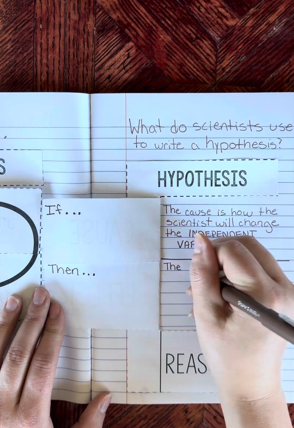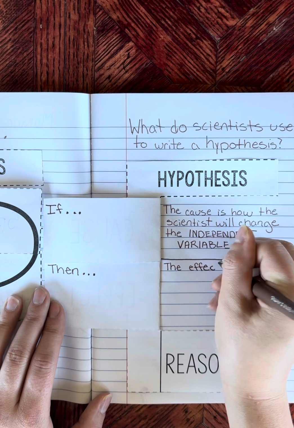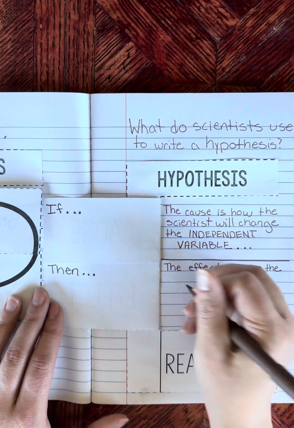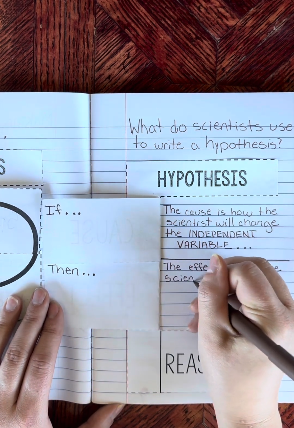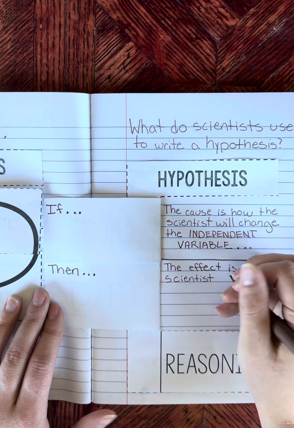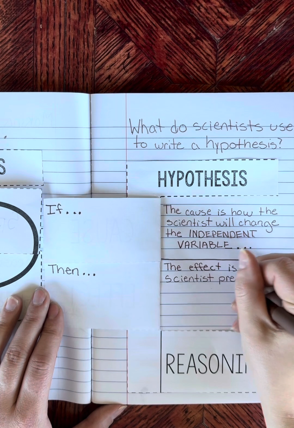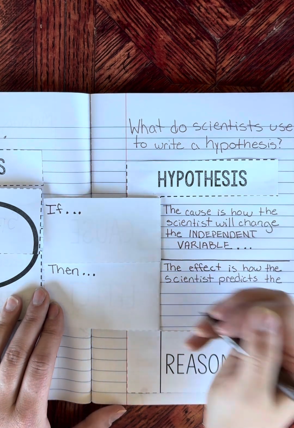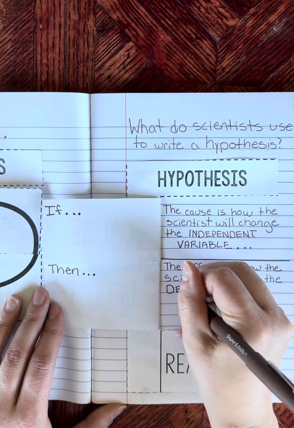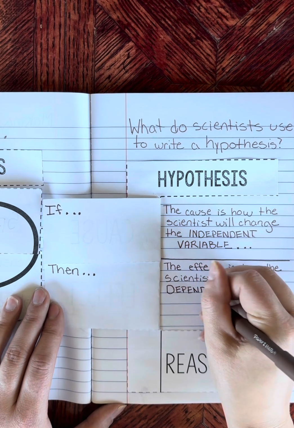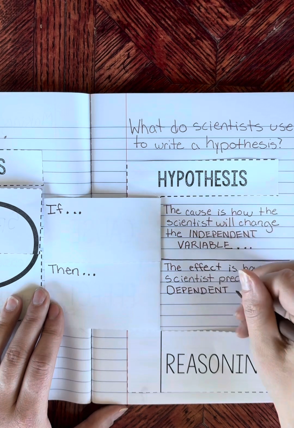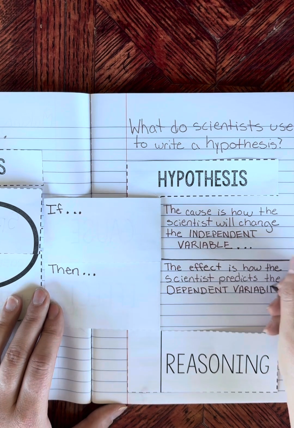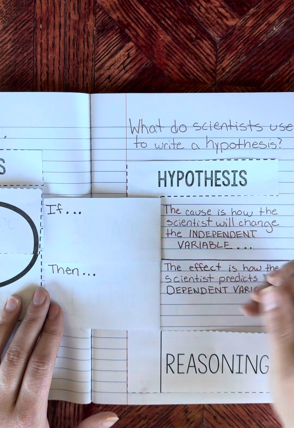The effect is how the scientist predicts the dependent variable will change.